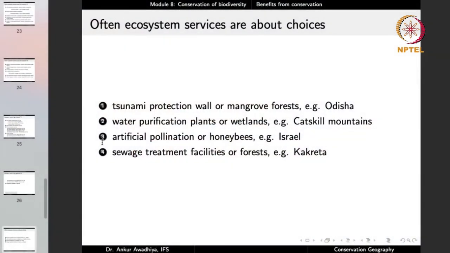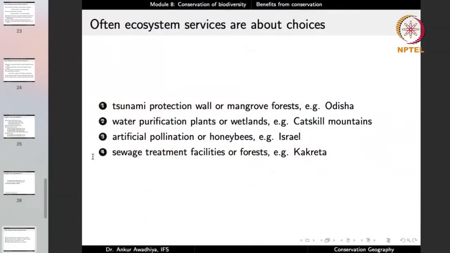Similarly, we can either do artificial pollinators or we can make use of honeybees. Now, in the case of well-functioning ecosystems, we already get the pollinators for free. Whereas in countries like Israel, now people are developing systems to rear these insects, to rear honeybees and other bees, to be used for pollination.